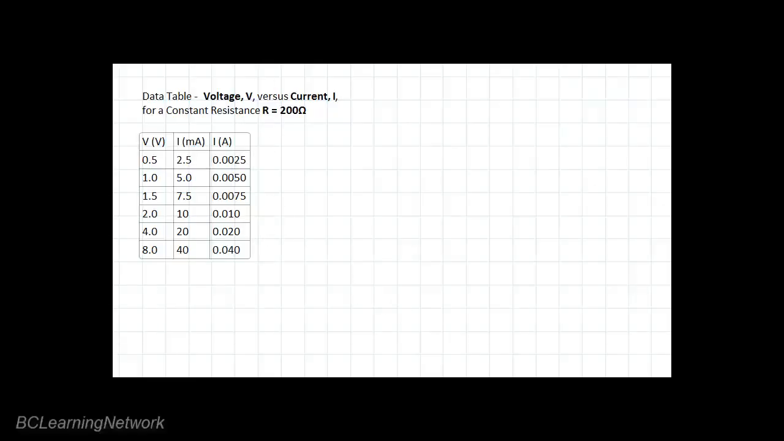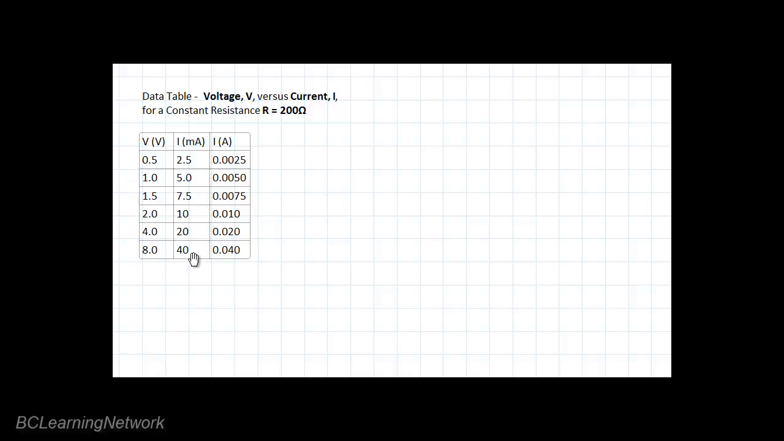So you can see on the left of the screen, I've constructed a data table where I've recorded my voltage and my current from that simulation. And if you'll recall, at 0.5 volts we had 2.5 milliamps of current, at 1 volt we had 5 milliamps, and we cranked it all the way up to 8 volts where we had 40 milliamps of current.